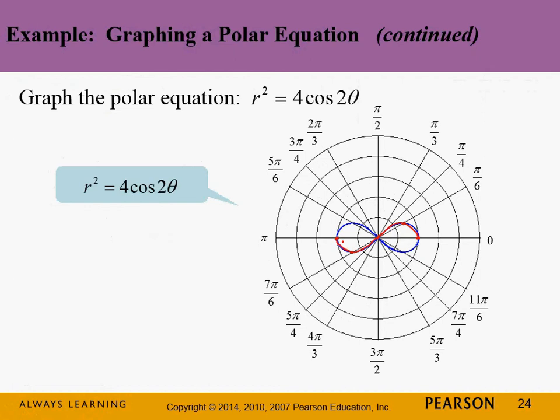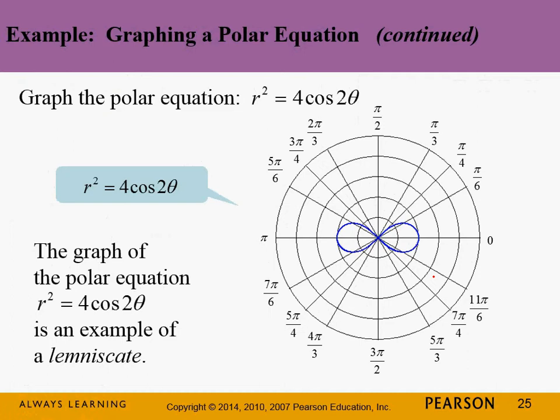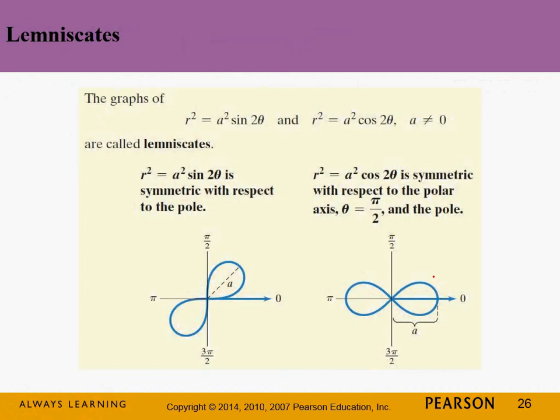By the fact that you've got origin symmetry, y-axis symmetry, and x-axis symmetry, that fills in the fact that you've got to have this and this. But this brings us to the last type of graph, and that's lemniscates. Lemniscates are just infinity signs, basically. And they are r squared equals a squared sine 2 theta or cosine 2 theta. Okay?